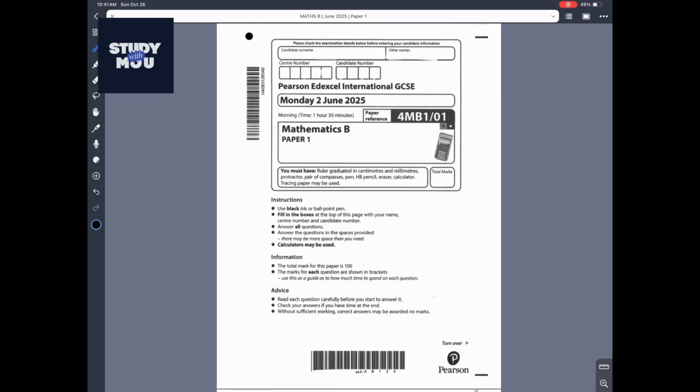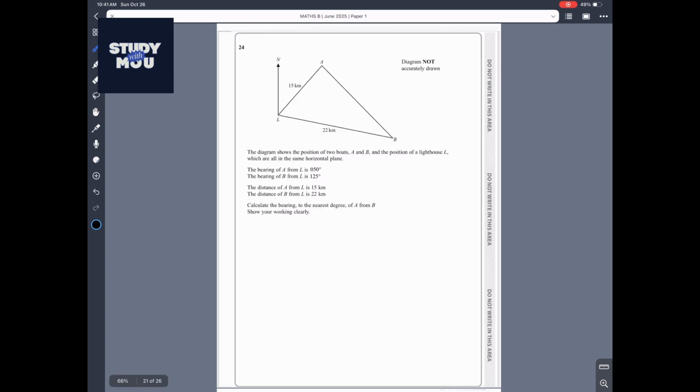So today we'll be doing Maths B May June 2025 paper 1, question number 24. The diagram shows the position of two boats A and B and the position of a lighthouse L, which are all in the same horizontal plane. The bearing of A from L is 50 degrees.